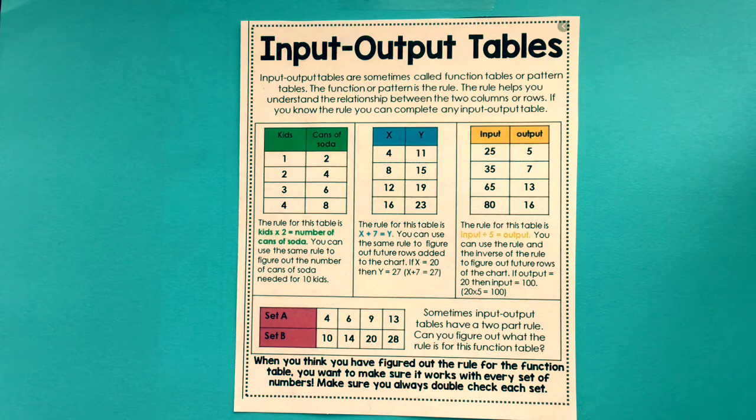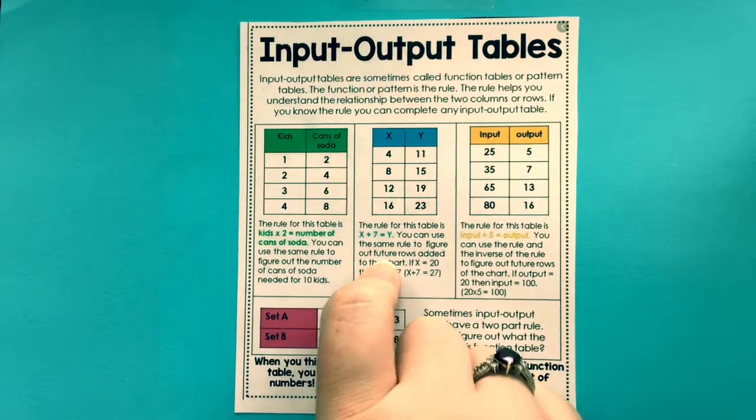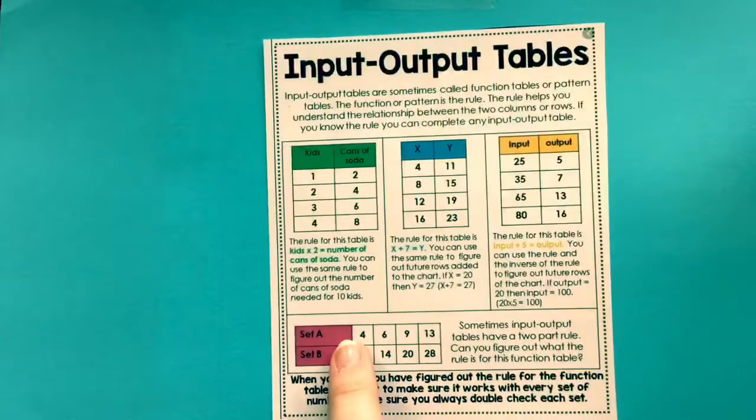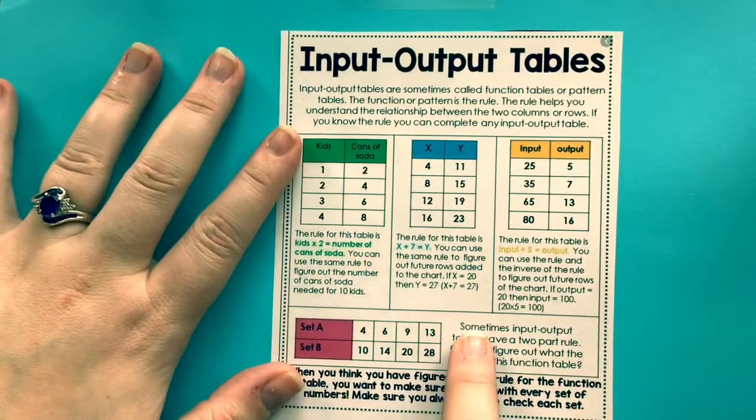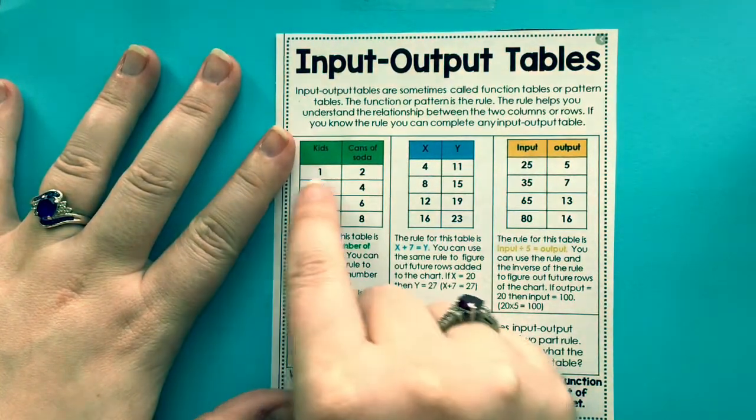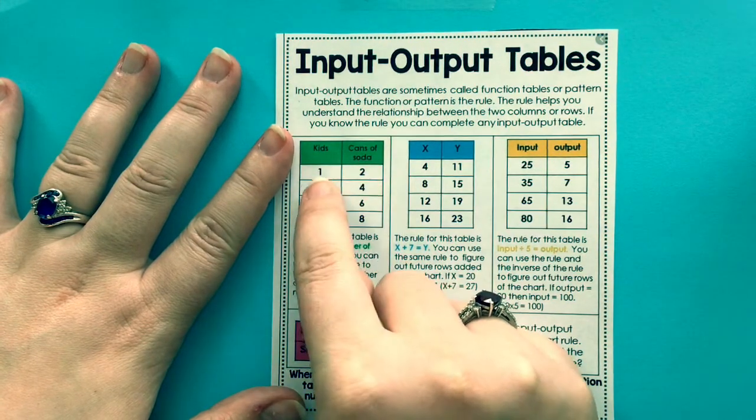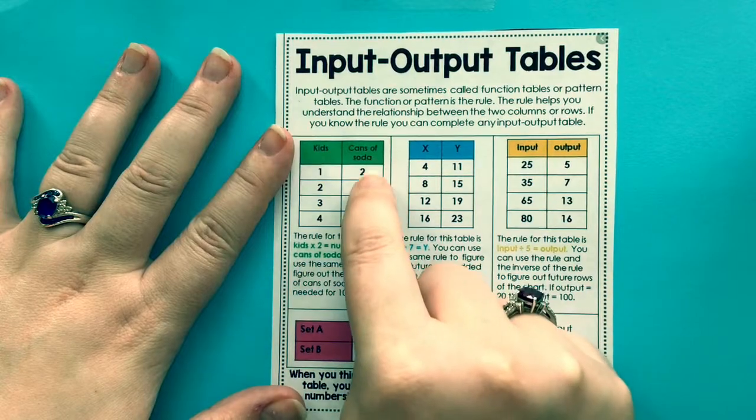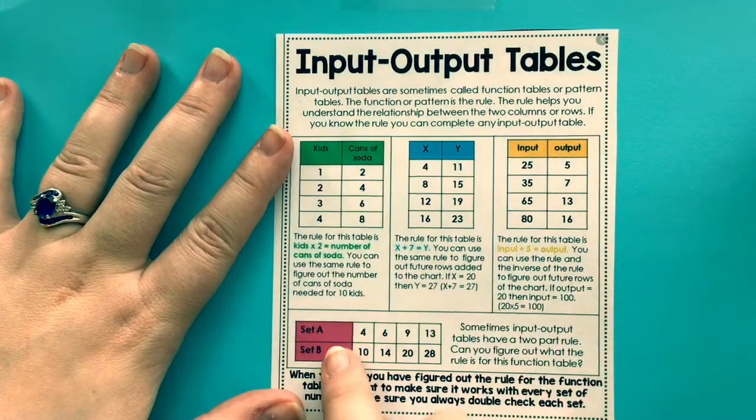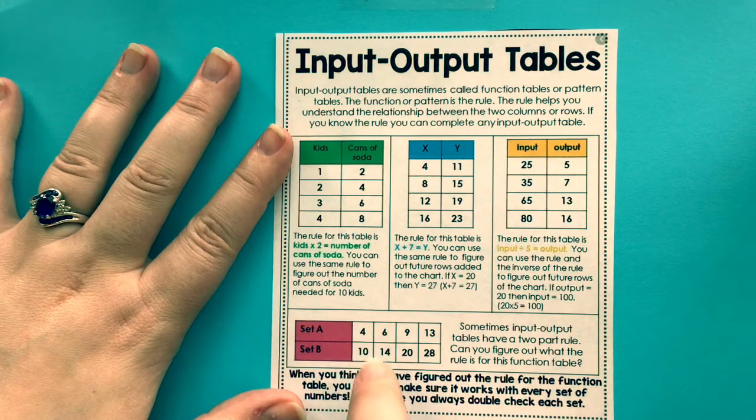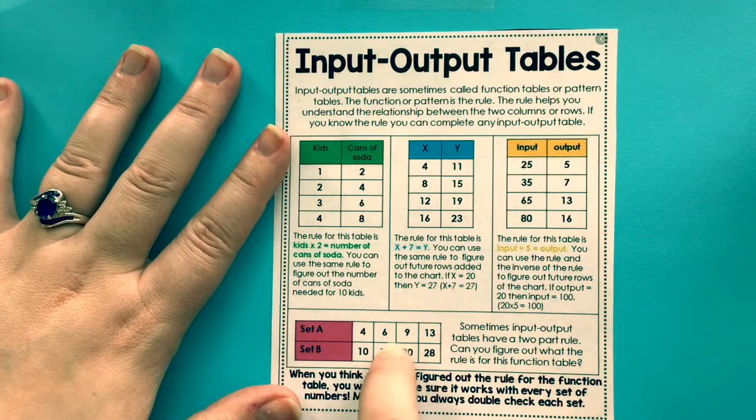So sometimes we see input-output tables as vertical tables like these, okay? The information is going down, and then sometimes they're written horizontally, going across. And that means we're looking at numbers like this is our input and this is our output. So one kid is going to drink 2 cans of soda. Well, when we're looking here, set A and set B have a relationship. So 4 and 10 have a relationship. 6 and 14 have a relationship, okay?